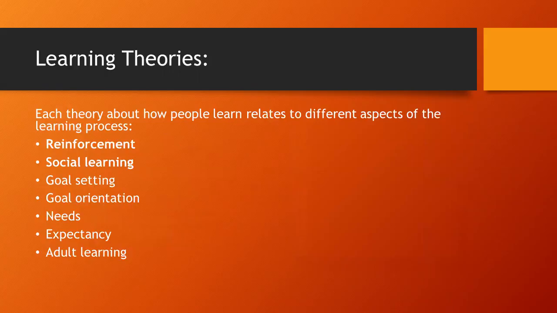Learning theories. Each theory about how people learn relates to different aspects of the learning processes. Reinforcement theory proposes that you can change someone's behavior by using reinforcement, punishment, and extinction. Rewards are used to reinforce the behavior you want, and punishments are used to prevent the behavior you do not want. Social learning theory states that learning is a cognitive process that takes place in a social context and can occur purely through observation or direct instruction.